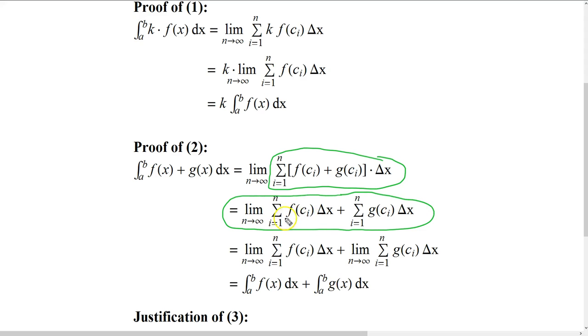Notice how we distributed the summation to the f and the g, and we distributed the delta x to the f and the g as well. And then we can distribute the limit to this summation and this summation as well. That's by properties of limits. We end up with this. And by definition, this piece right here is your definite integral of f, and this piece right here is your definite integral of g. And so we've proven our result. For number 3, here's a justification for that.